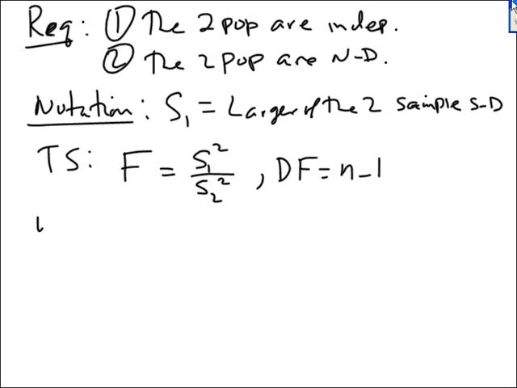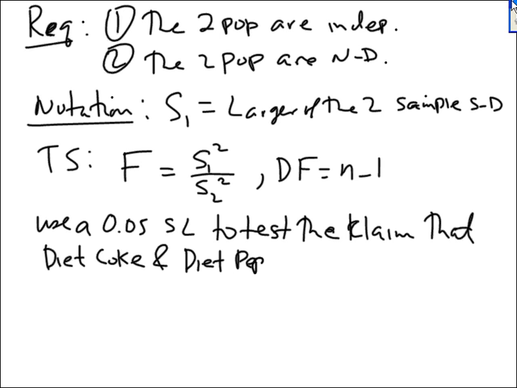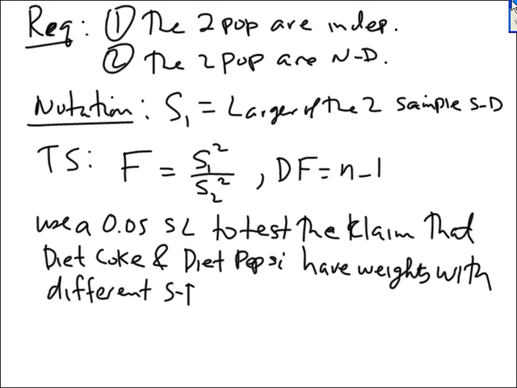Now, we want to use a 0.05 significance level to test the claim that Diet Coke and Diet Pepsi have weights with different standard deviations.